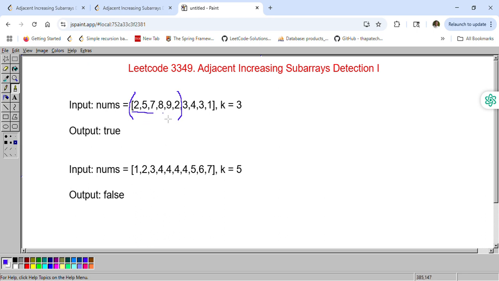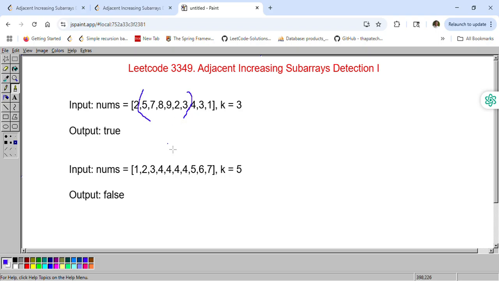Now you want to find out if the next one should also be strictly increasing, so you have to check this one. This is not strictly increasing, right? After 9 you are getting 2, so we cannot take this one. So now you will take the next chunk. What will be your next chunk? The next chunk will be this one.